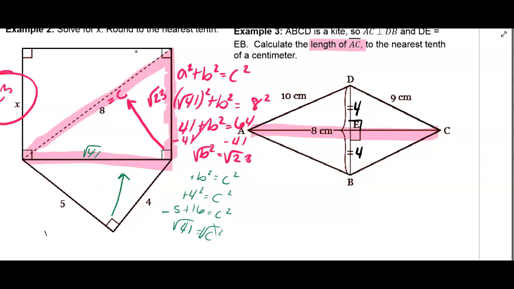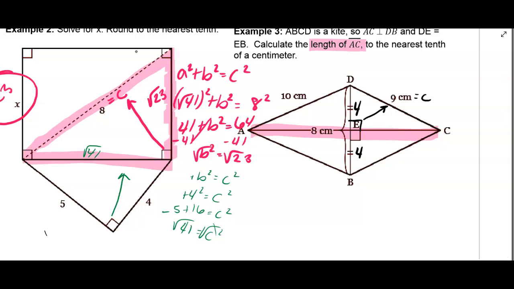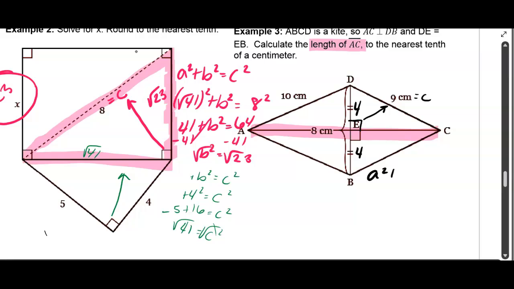And I want to find what this is. Now, like I said, this is across my right angle, so that's my C. And I have two sides of my triangle, so I'm talking about this triangle right here. So a squared plus b squared equals c squared. My a is 4 squared plus, I don't know my b, which is my other leg, so I'll say plus b squared equals, I know my c, which is 9 squared. So 16 plus b squared equals 81.